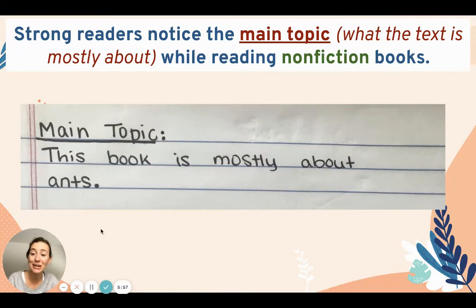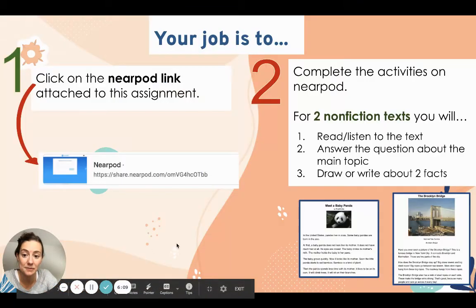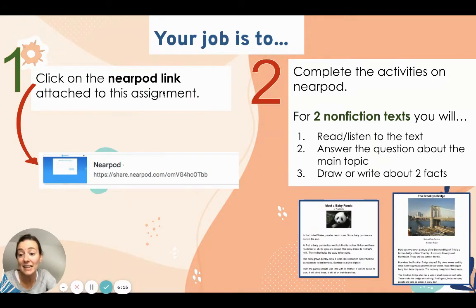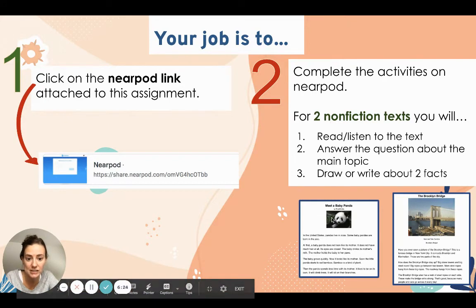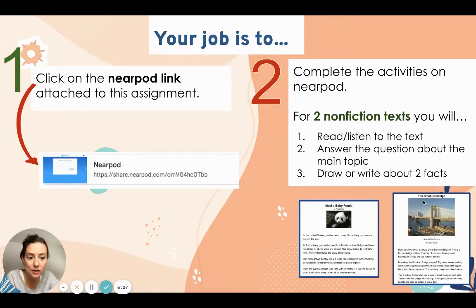All right. Remember, your main topic is written in just one sentence. Okay. It's telling what the book is mostly about in one sentence. So your job today is to go on Nearpod, okay? There's a Nearpod link attached to your assignment. You're going to click that. Then you're going to complete the activities on Nearpod. You're going to do this for 2 nonfiction texts, one called Meet a Baby Panda, one called The Brooklyn Bridge. You're going to read or listen to the text, then you're going to answer the question about the main topic of the text, then you're going to draw or write about 2 facts you learned about each text, okay?